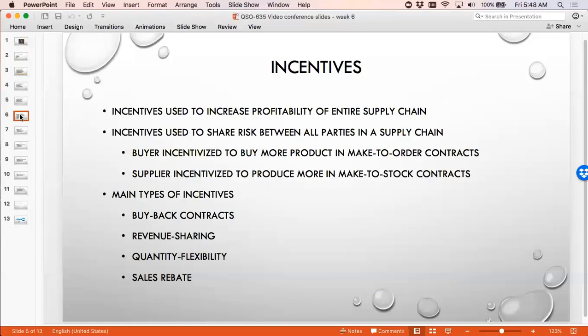So there's four main types that they talk about in the book. So we've got buyback contracts, revenue sharing, quantity flexibility, and sales rebates. There's a lot of them in there, actually. There's quite a few, but these are the main big ones.